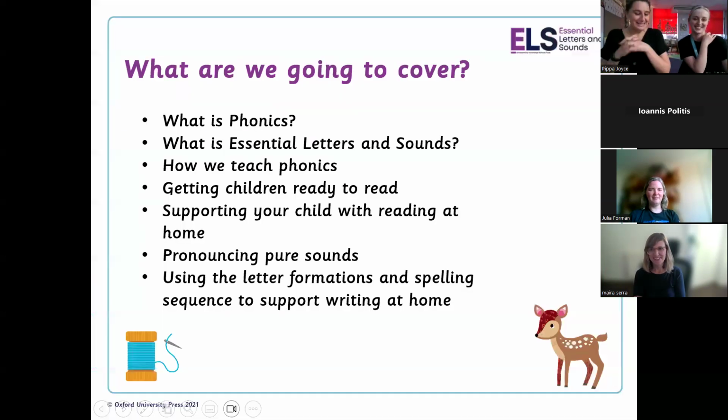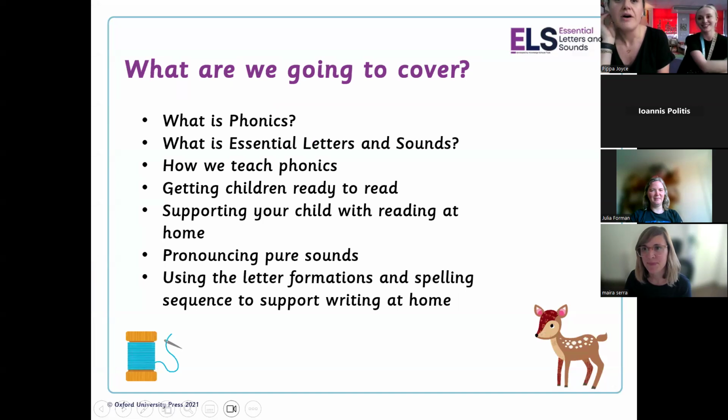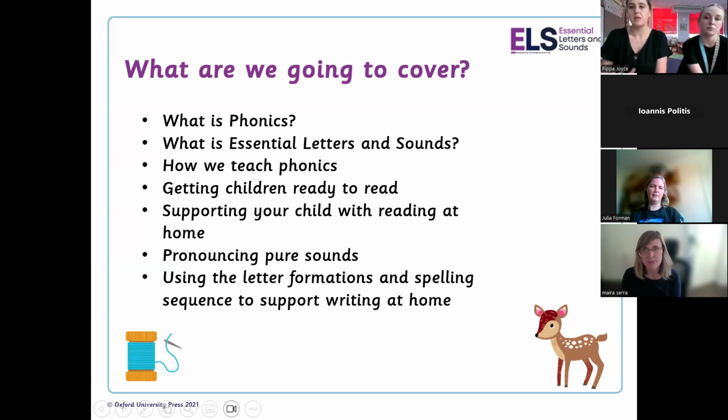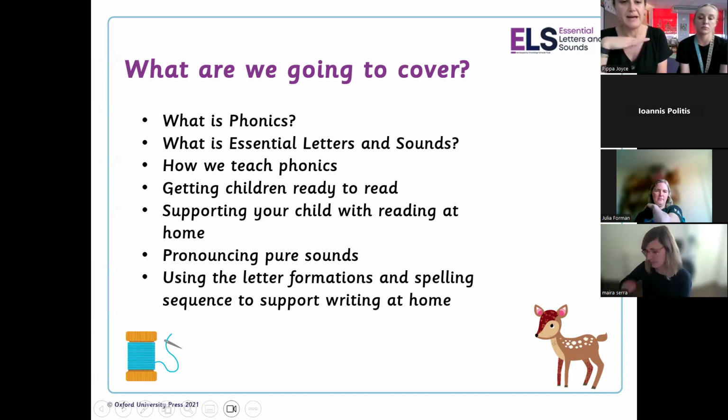There we go. Okay, so we're basically going to give you an overview of what phonics is, what essential letters and sounds is, how we teach that, getting children ready to read, which is a big part of what's happening right now, how you can support them at home, producing what we call pure sounds, which we'll explain later, and then using the letter formation and spelling sequence to support that writing at home. But that will be when they are then ready for that session.